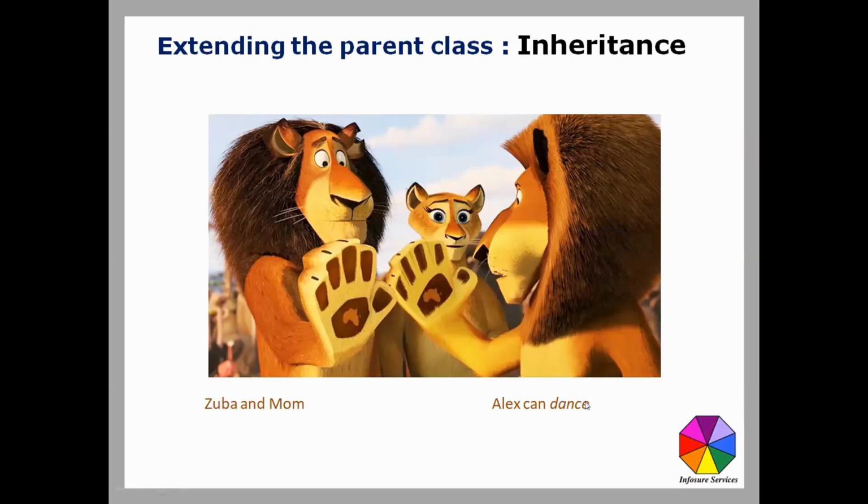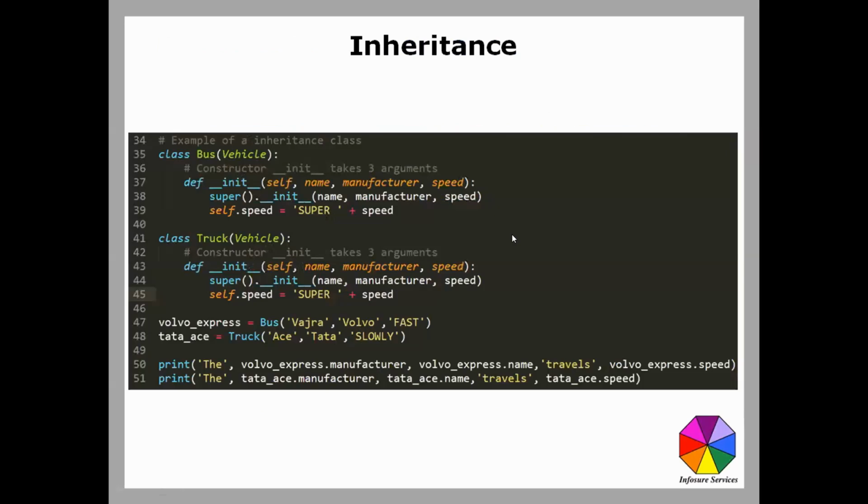See, Alex can dance. Okay, so in inheritance, you create a child class which inherits from the parent class. While doing so, the parent class methods and properties are available in the child class. Okay, we'll see how. And you can also code your own properties and methods in the child class. So this is also called a subclass. Another name for this is class and subclass.